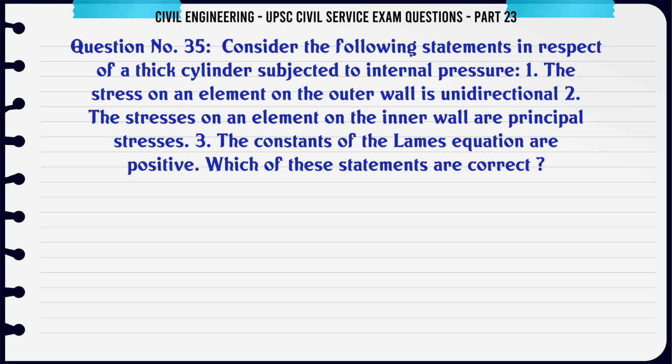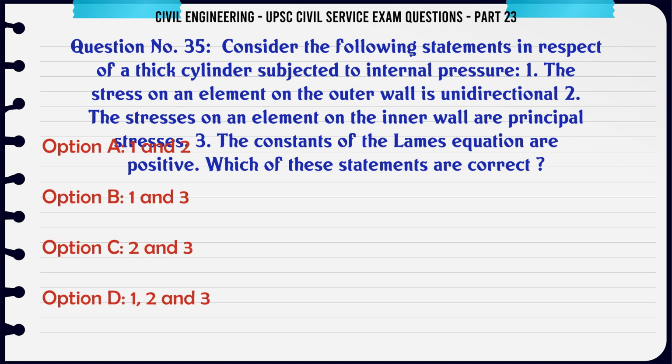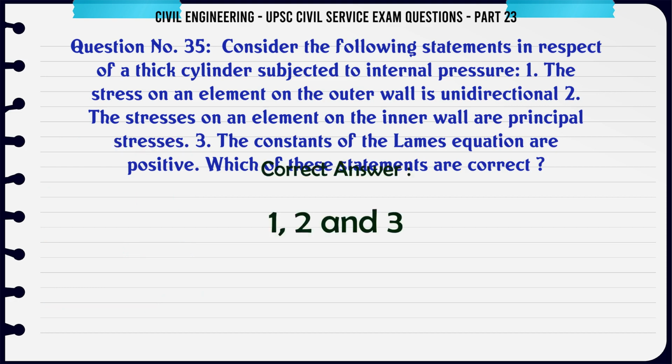Consider the following statements in respect of a thick cylinder subjected to internal pressure. 1. The stress on an element on the outer wall is unidirectional. 2. The stresses on an element on the inner wall are principal stresses. 3. The constants of the Lame's equation are positive. Which of these statements are correct? A. 1 and 2, B. 1 and 3, C. 2 and 3, D. 1, 2 and 3. The correct answer is 1, 2 and 3.